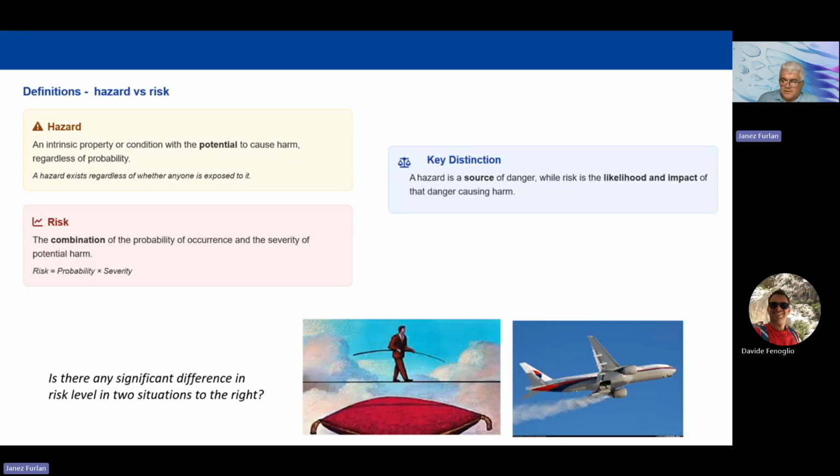In order to better understand the difference between hazard and risk, let's have a look at these two pictures. On the left, there is a guy who is trying to balance above, let's say, a thick blanket. And on the right side, we have an airplane, which looks like it is in trouble because one of the motors seems to be broken or not working well. Now let's have a question. Which of the two situations is more risky?